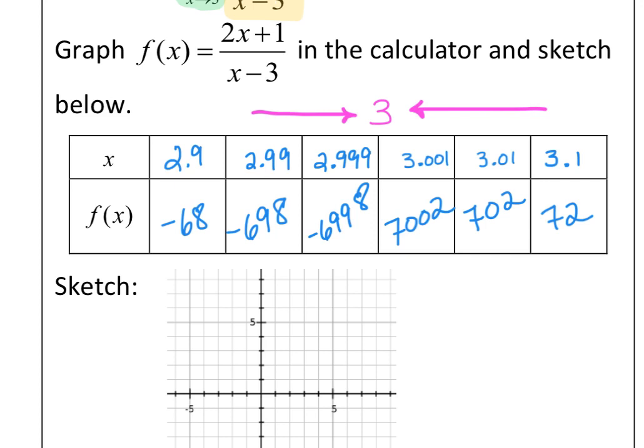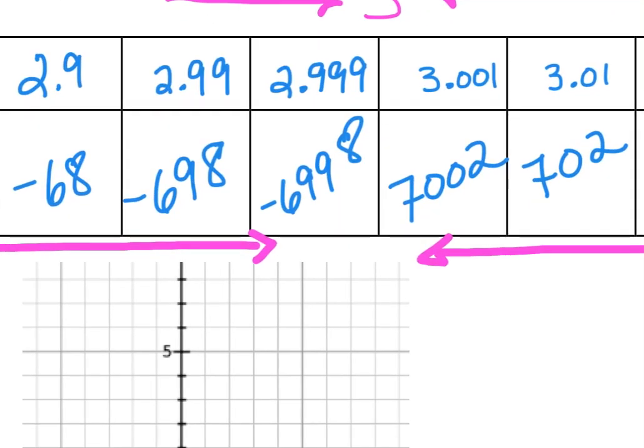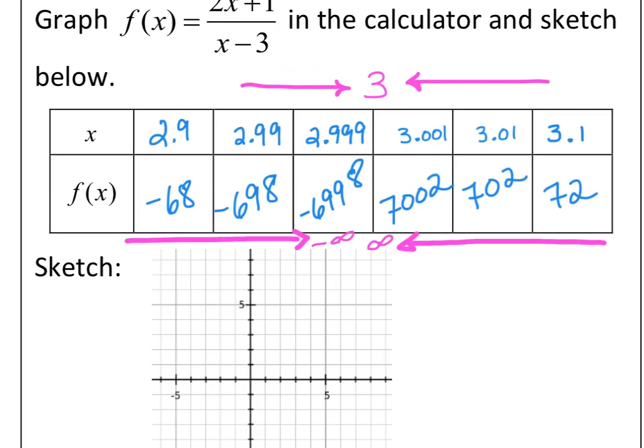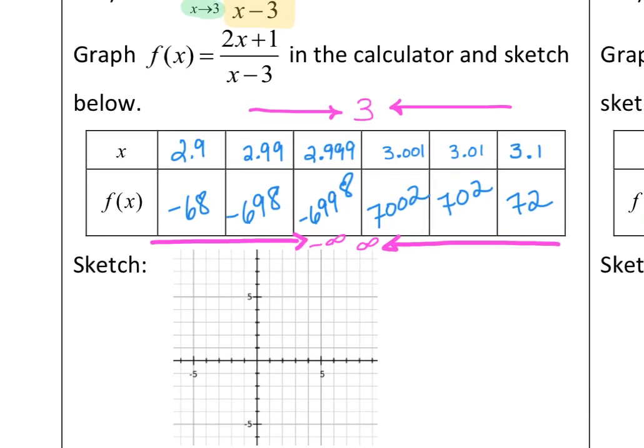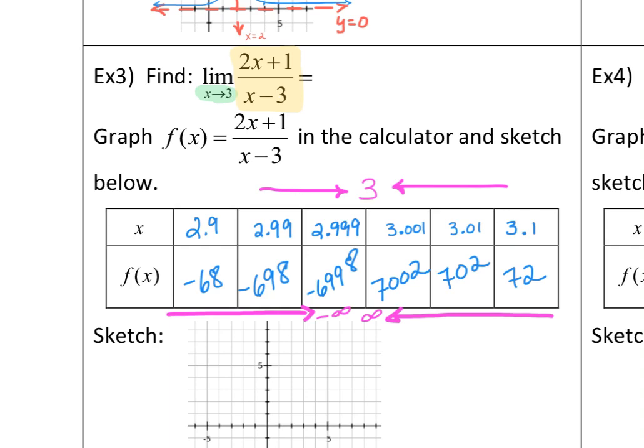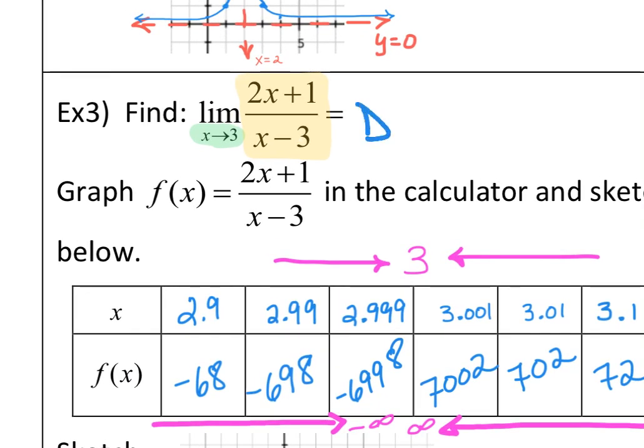So what you should see here is that the numbers on the left are getting more and more negative, and the numbers from the right are getting more and more positive. So the numbers from the left are approaching negative infinity, and the numbers from the right are approaching positive infinity. First of all, they're not approaching the same thing. And second of all, remember that infinity is not a number. And so here we're going to say that the limit does not exist.